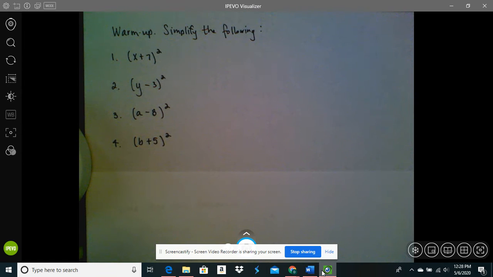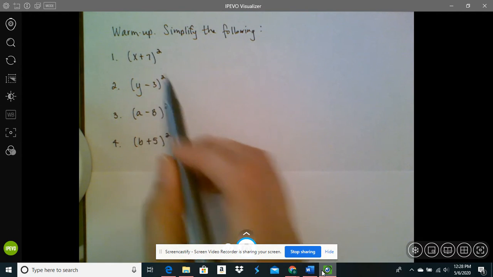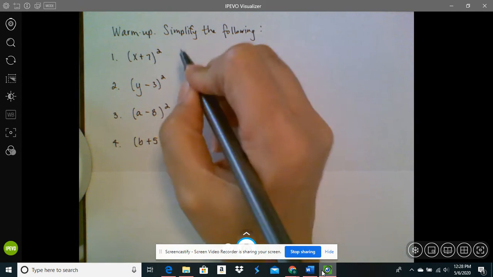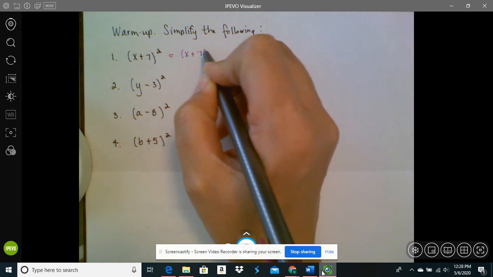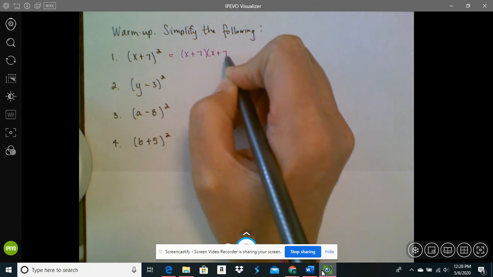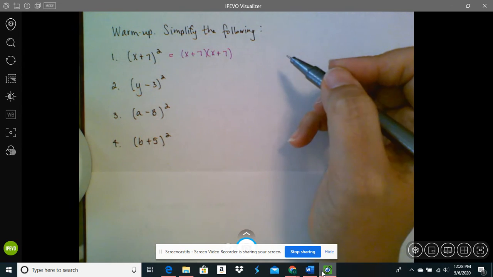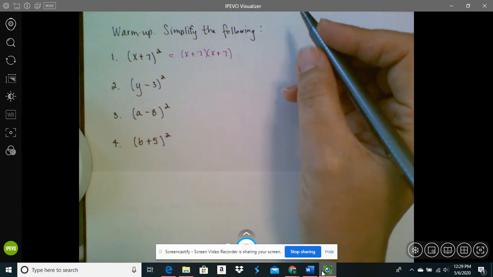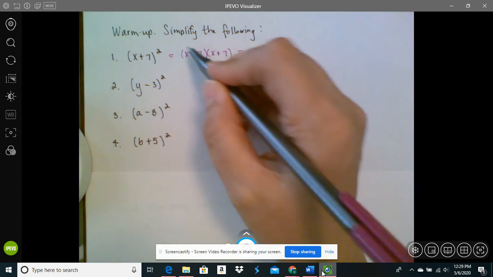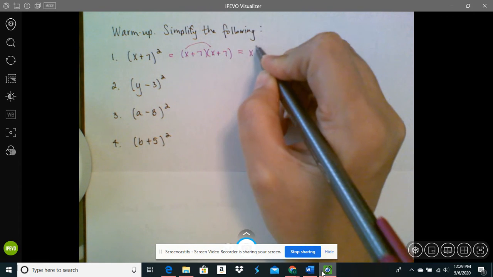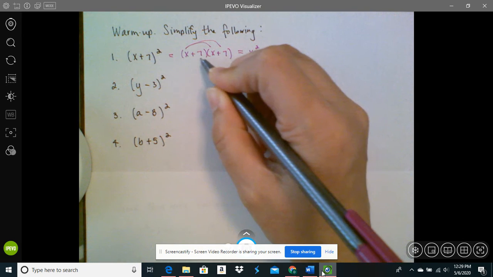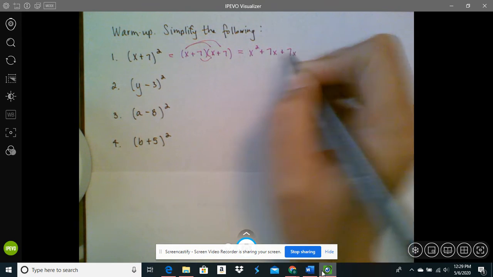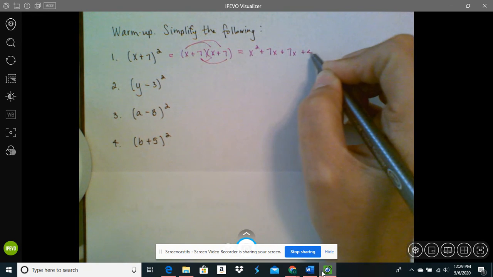Okay, so if we were in a classroom and I had my smartboard up, I would ask you to simplify the following. I know a lot of you are going to do box, but for this, I'm going to do FOIL just to move things along. We know when you square x plus 7, it's really x plus 7 times x plus 7. Then we FOIL. We get x squared plus 7x plus 7x plus 49.